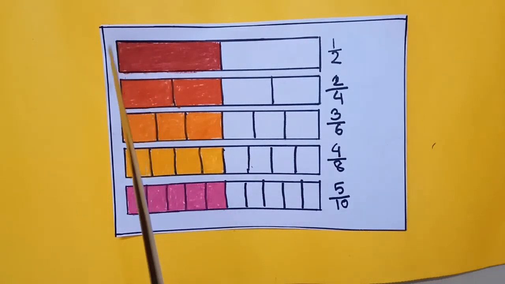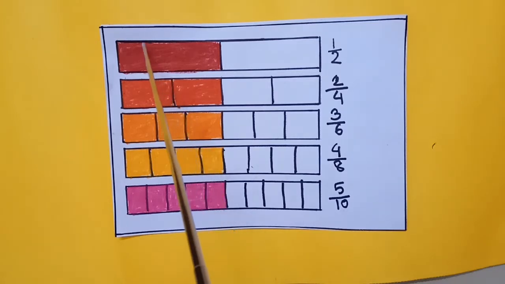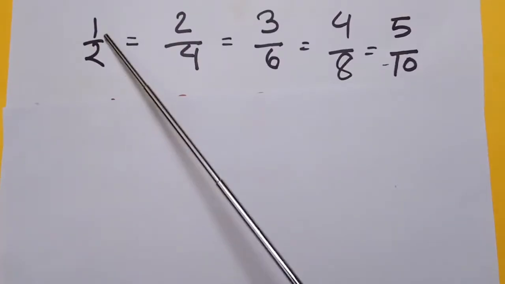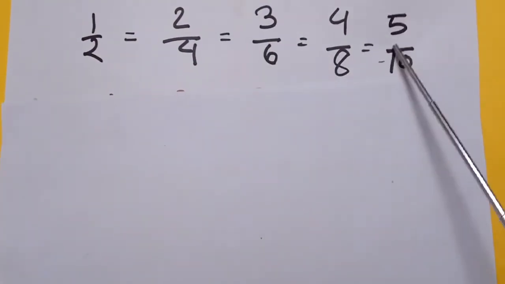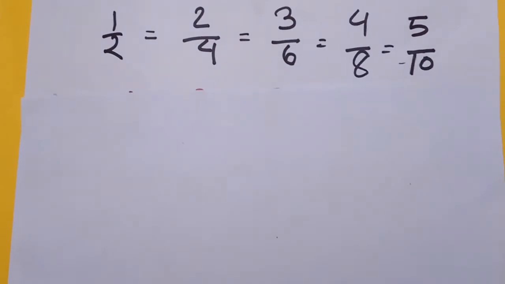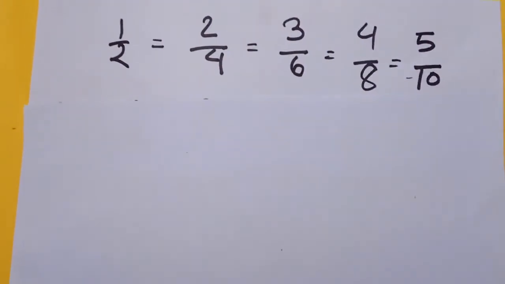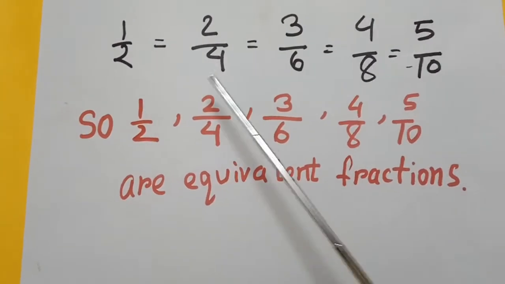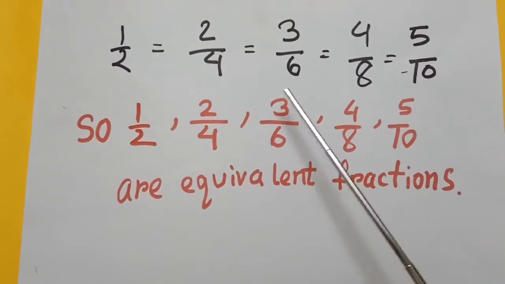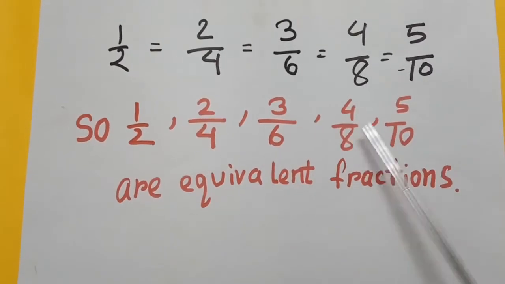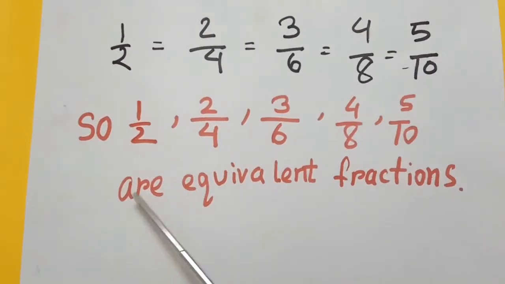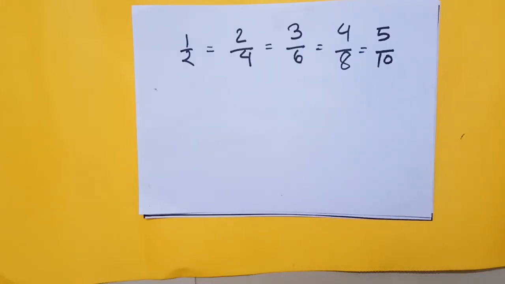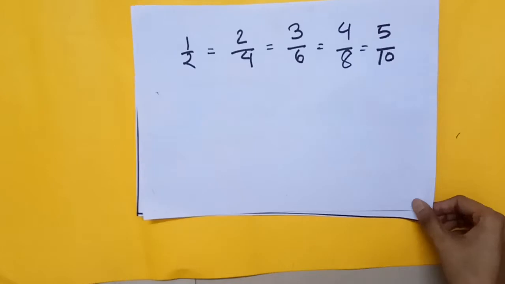If we observe from first to last, all are equal to half. Since all the fractions are equal, we can call them equivalent fractions. So we can call half, 2 by 4, 3 by 6, 4 by 8, 5 by 10 equivalent fractions. Today's topic is equivalent fractions.